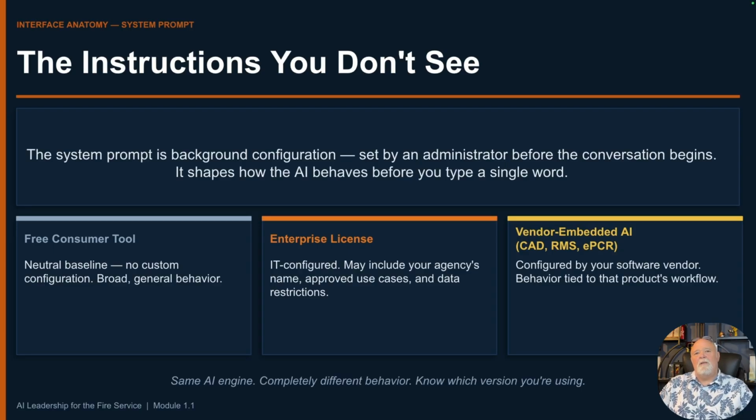The general purpose assistant on your phone operates from a neutral baseline. The AI your ePCR vendor built into their product operates from a very specific set of vendor instructions. In an enterprise license, your IT department controls fall somewhere in between. This is why I always recommend that command staff start by asking, which version of this tool am I actually using? That answer changes how you interact with it and what you can reasonably expect from it.